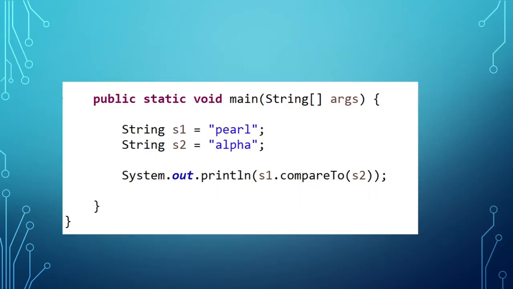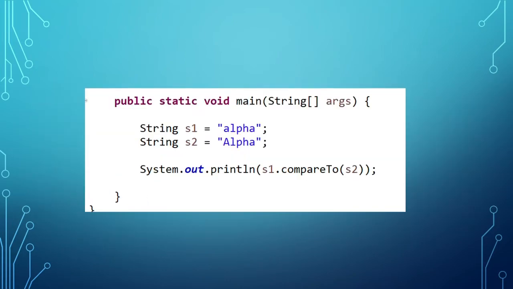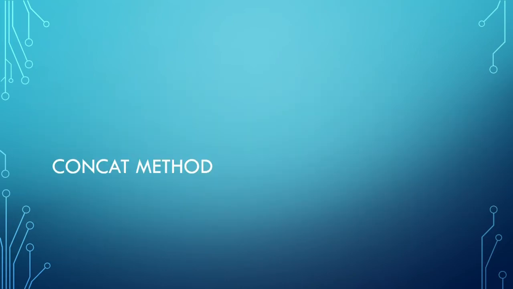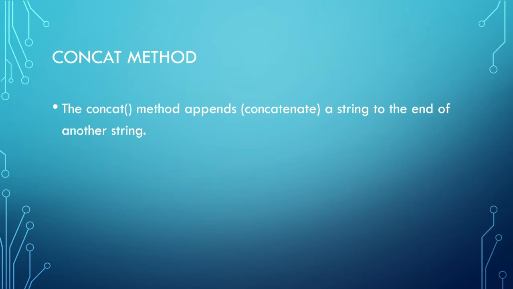Now, next is the concat method. How does the concat method work? The concat method appends or concatenates a string to the end of another string. Basically, what our concat method does is connect string 1 to string 2. So if we use two values, we can, for example, just connect them together.